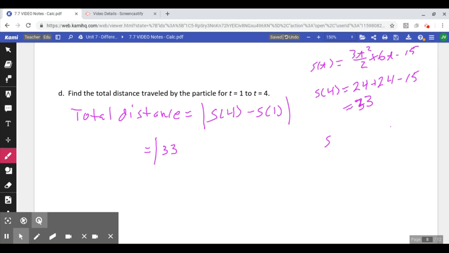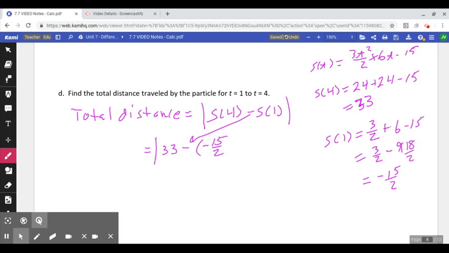And we'll have to figure out what s at 1 is then. So that'll be 3 times 1 squared over 2, which is just 3 over 2, plus 6 times 1, which is 6, minus 15. So we'll have 3 over 2 minus 9, and 9 is also 18 over 2. We'll want to put these fractions together. So 3 minus 18 is negative 15 over 2. Now we've got to keep that minus sign right where it needs to be. Then s at 1 is negative 15 over 2. And it's the absolute value, of course, of all of that.